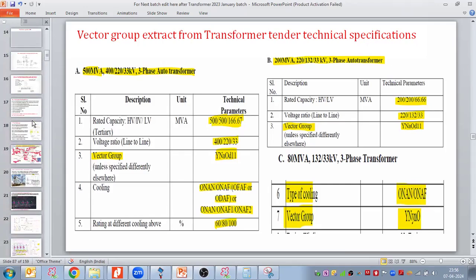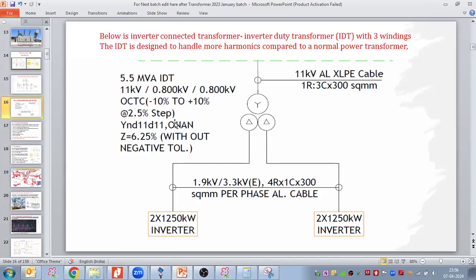Yes sir, slide number 60. Here you see 11 by 800, so this is 800 by 11, right? Then here we have the vector group. HV is star, and HV comes first in capital. So star here, but the neutral is not grounded here. Y and D11, right? Percentage impedance without negative tolerance: here they have not indicated the percentage impedance. Generally, we should indicate between each pair of windings what the percentage impedance is.